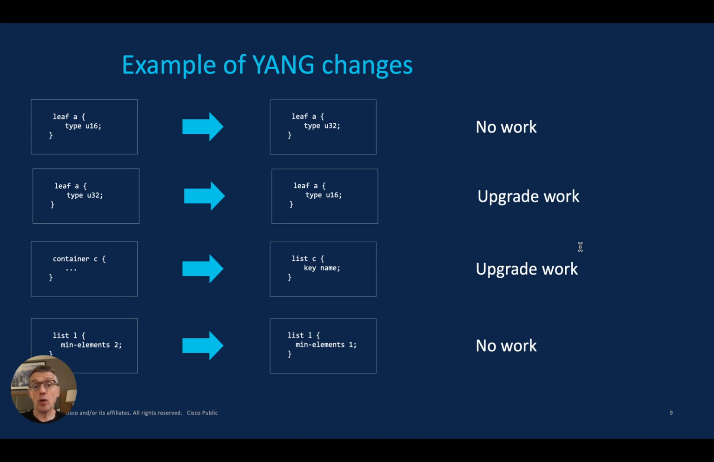The second one is the opposite of the first one. Here we go from an unsigned 32 bits to an unsigned 16 bits. And this requires upgrade work since all the values in the old configuration have to be checked. The third one changes the node type from container to list, which of course implies upgrade work. And finally, the fourth example with a relaxed validation constraint, which means no work is necessary.